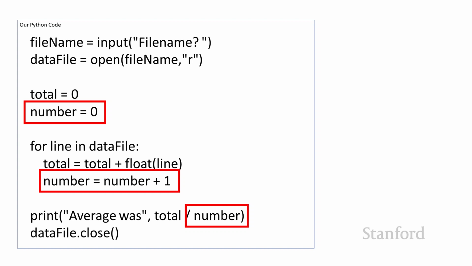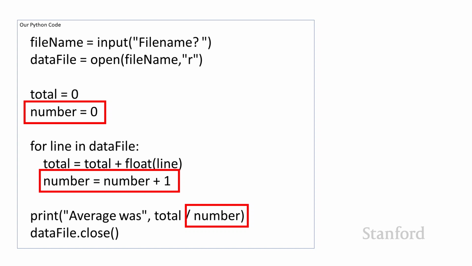That's not the case on a file. If I want to know how many lines there are in a file, I'm going to have to determine it myself. And so here's how I'm going to do that. I'm going to use a variable called number. I'm going to set the initial value of number to 0. So initially we haven't seen any numbers yet.